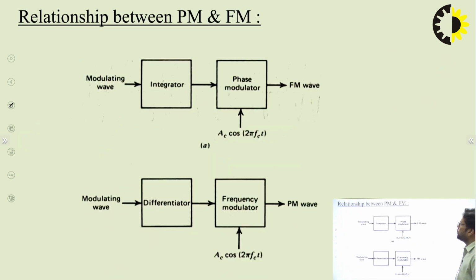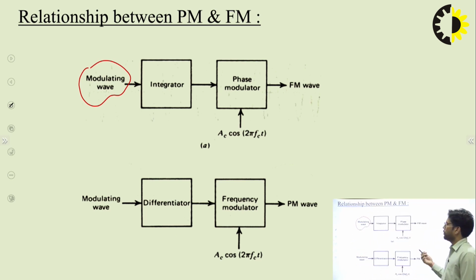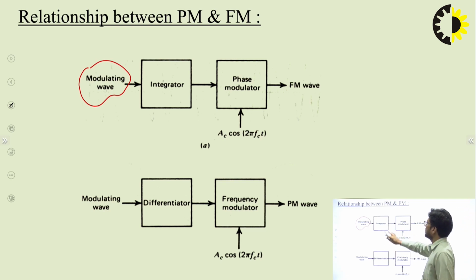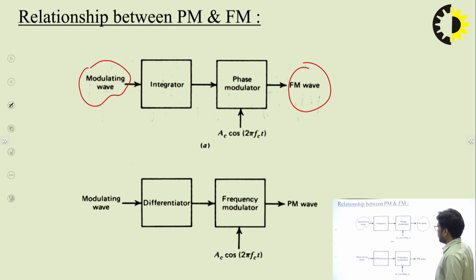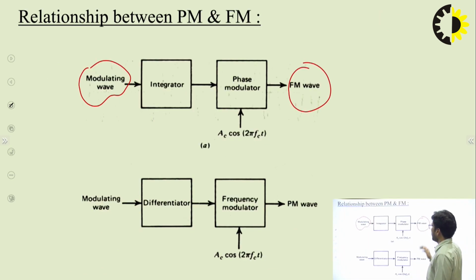Now the relationship between PM and FM. PM means phase modulation and FM frequency modulation. Here the modulating wave means the message signal. We have to apply this message signal to the integrator and then apply it to the phase modulator. Then we have a frequency modulated wave, right? Why? Because first this message signal has to be passed through the integrator.